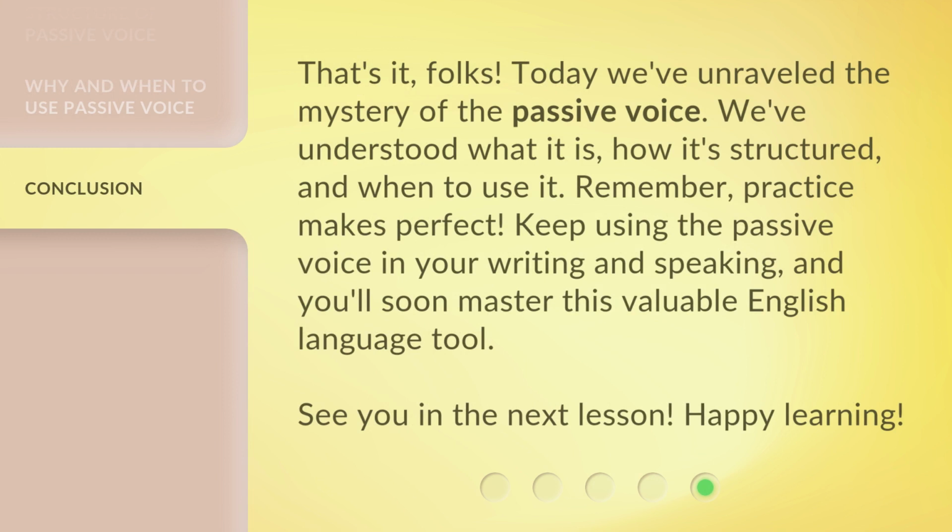That's it, folks. Today we've unraveled the mystery of the passive voice. We've understood what it is, how it's structured, and when to use it. Remember, practice makes perfect. Keep using the passive voice in your writing and speaking, and you'll soon master this valuable English language tool.